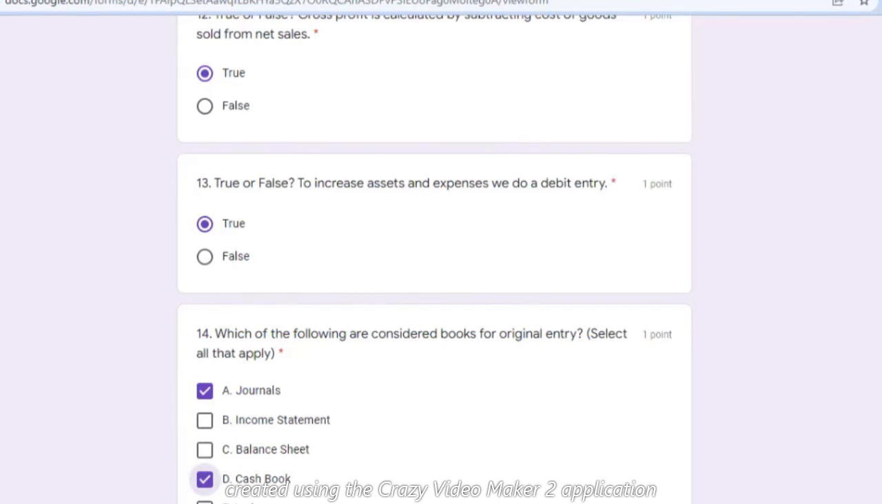So from the source document, you jump into your journals, because the information from the source document you record first, the first place to record it in a business, is in your journals. Those are books of original entry. And we have the cash book for cash and bank transactions.